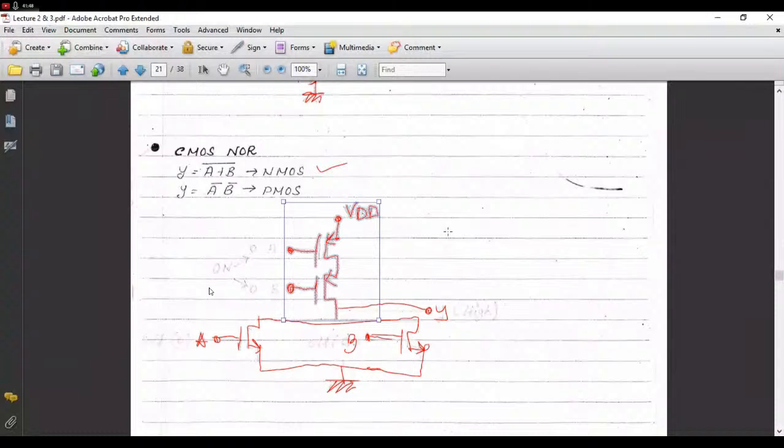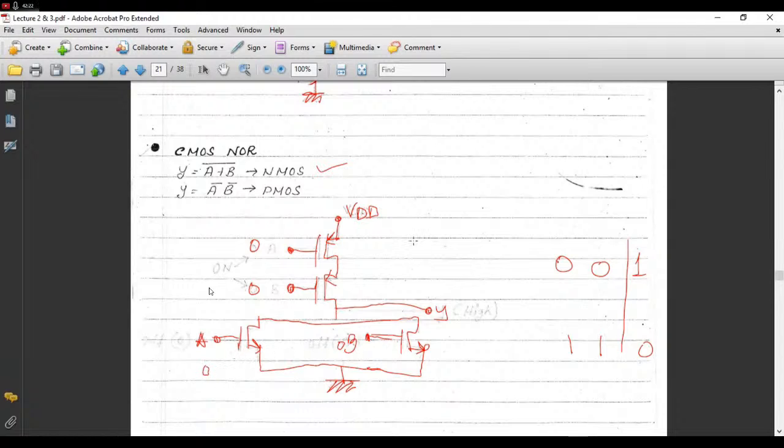Do you want to see how it operates? This gate operates in the same manner as any other gate. Suppose this was a CMOS NOR. What do we know about NOR? At 0 0 we get 1, right? And at 1 1 we get 0. So if both of the inputs are 0, then here also there will be 0, and here also 0. Yes, there will be 0.